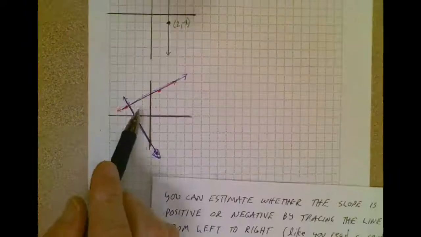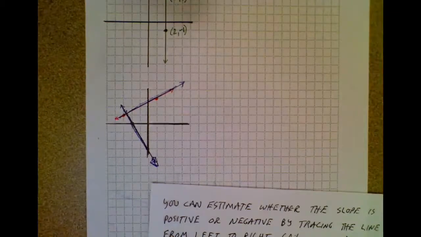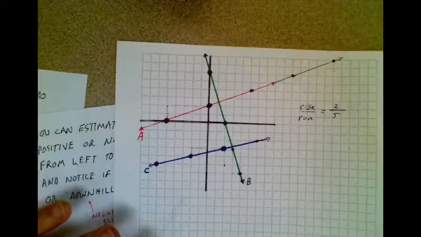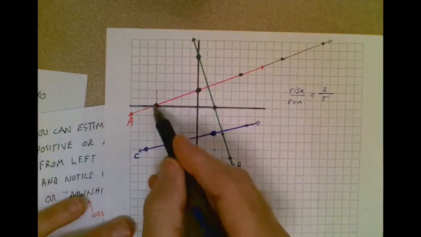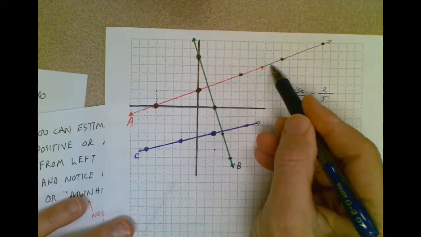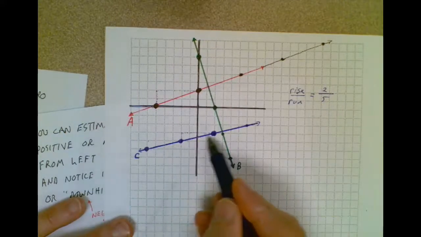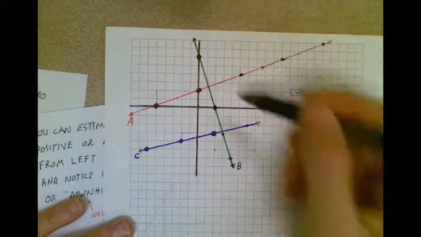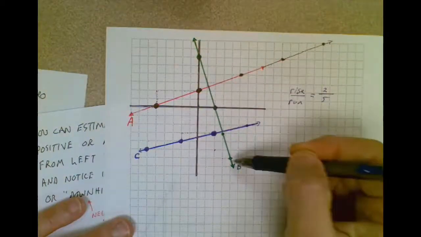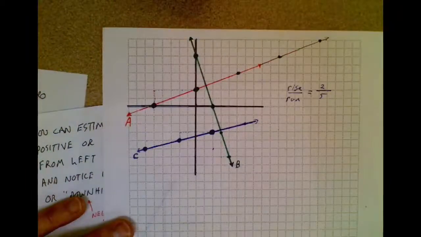So you can estimate your slope values as positive or negative simply by looking at the left to right nature of your line. So when I look at these, as I go left to right, this is traveling uphill, positive slope. Traveling left to right, going uphill, positive slope. Traveling left to right, going downhill, negative slope. Easy peasy.